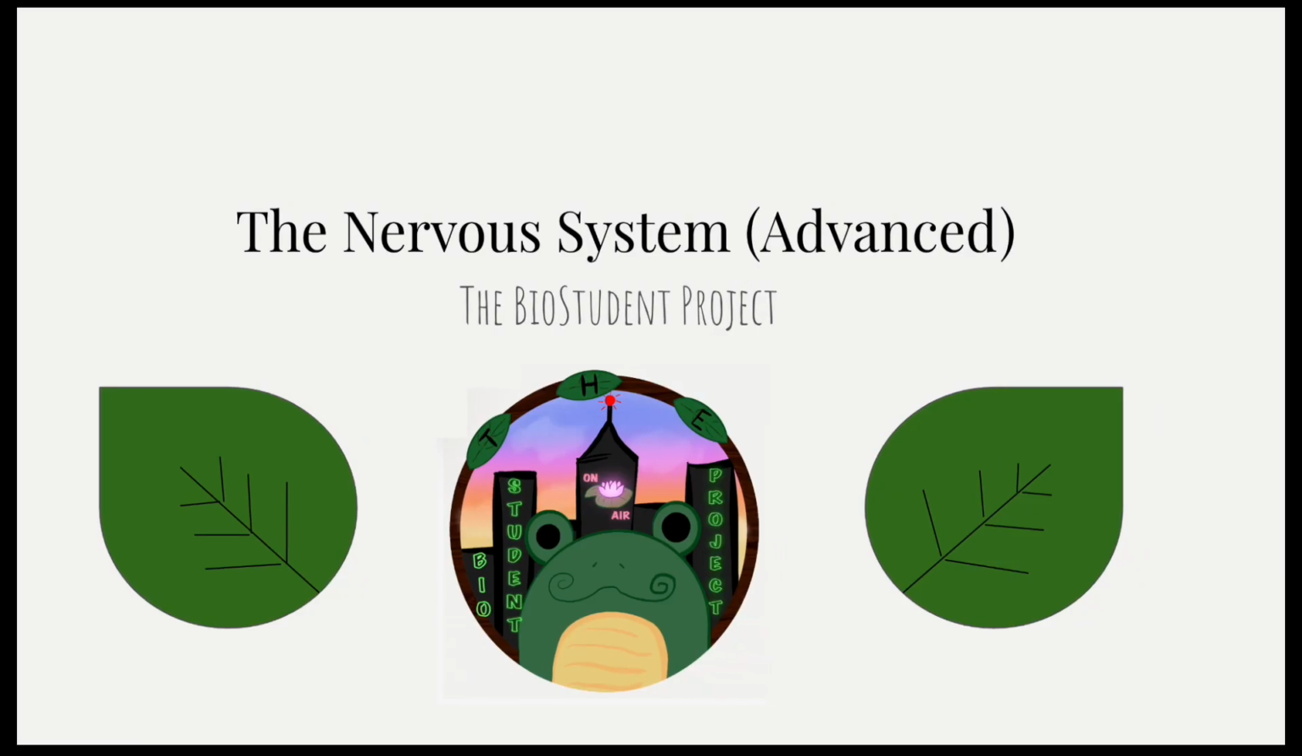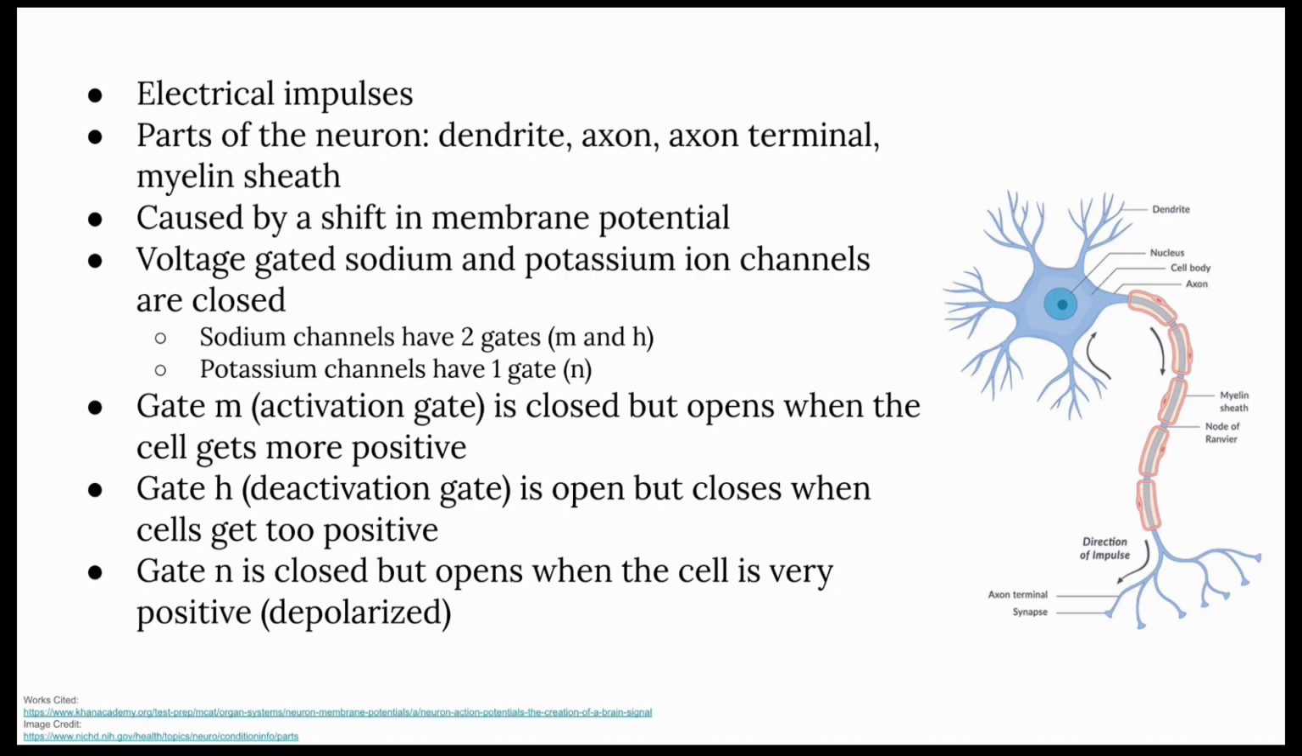Today will be a continuation of the nervous system unit because in this video we are learning about action potentials. Action potentials are electrical impulses that travel down the neuron in order for the body to communicate. First, let's learn about the parts of the neuron. The neuron is made up of the dendrite, the axon terminal, and the myelin sheath. Knowing the parts of the neuron is important because action potentials travel on the parts of the neuron.